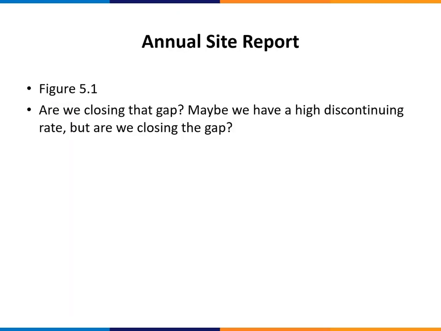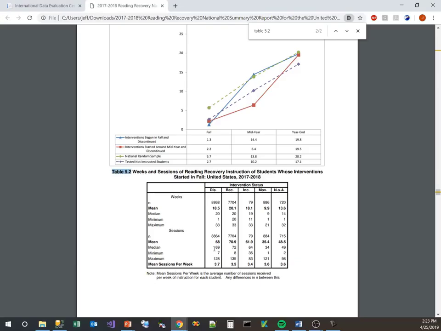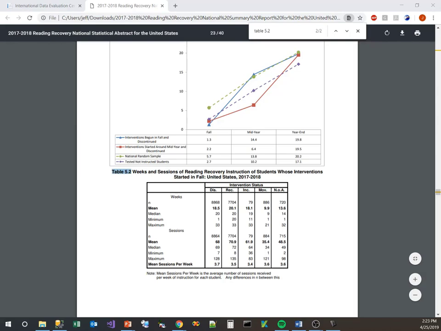And then figure 5.1 on your SAT report is another one that's good to look at. It can help answer this question: are we closing the gap, and specifically the gap on text reading level? Maybe we have a high discontinuing rate, but are we actually closing the gap on text reading level? So here is, oops, let me go back, sorry. Got the wrong thing up here. This one.